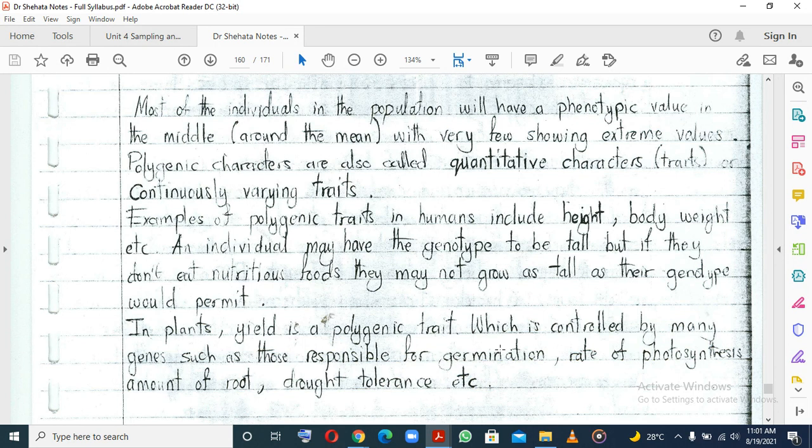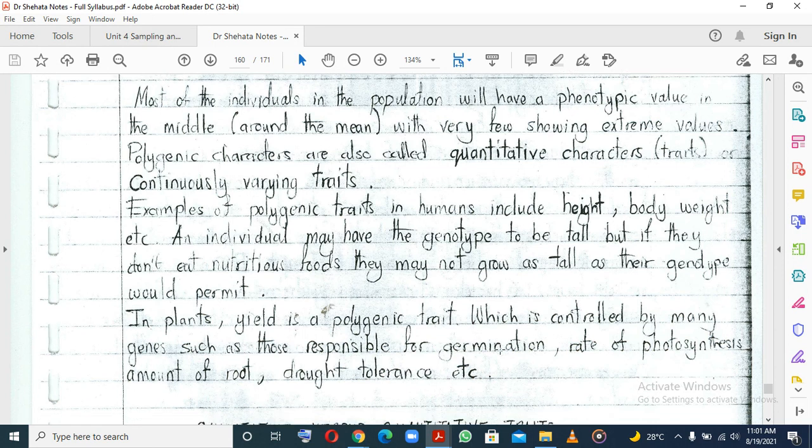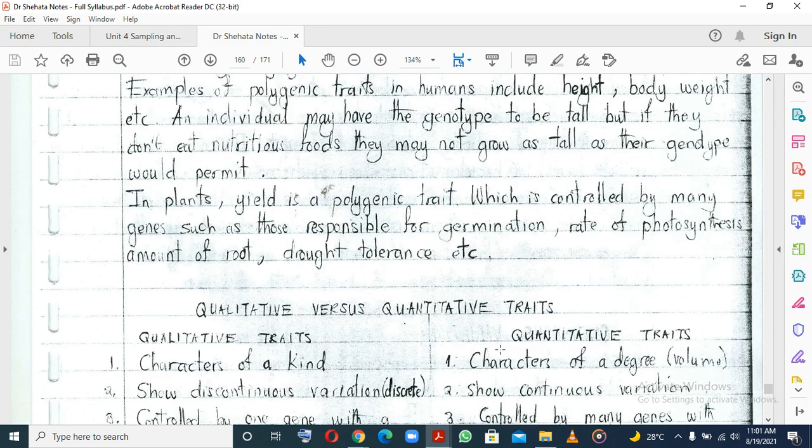But again, the thing which is important about continuous variation is that it is very much affected by the environment. Let's take this for instance. An individual may have the genotype to be a very tall person, but maybe they grew up malnourished, they never used to have three meals a day. So they'll be stunted. Even though they've got the genotype to be tall, they may not be as tall as their genotype can permit, because the environment has affected them.